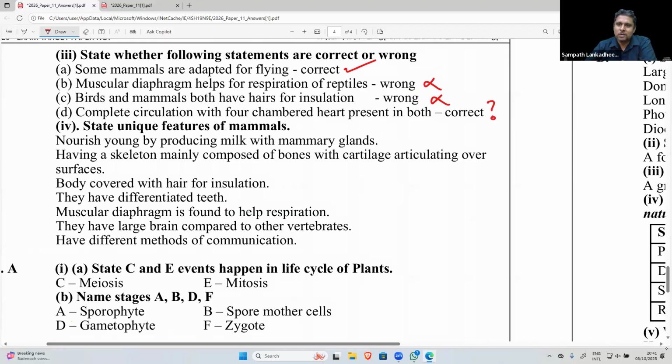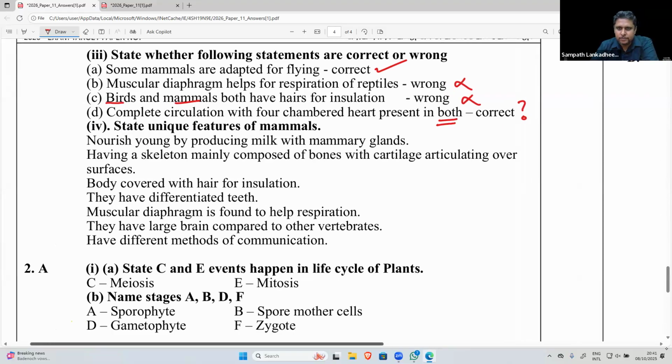Right, complete circulation with a four-chambered heart is present in both. Both. I think it's referring to birds and mammals, but anyway, this question is wrong. I'll just leave that. Okay, right, I'm moving to the next question, people.